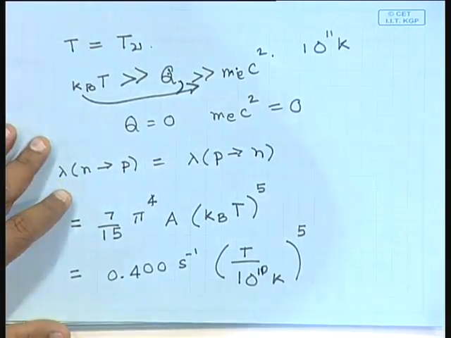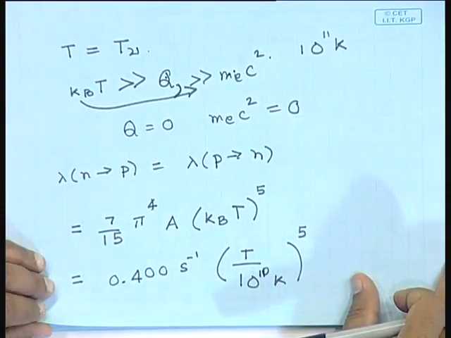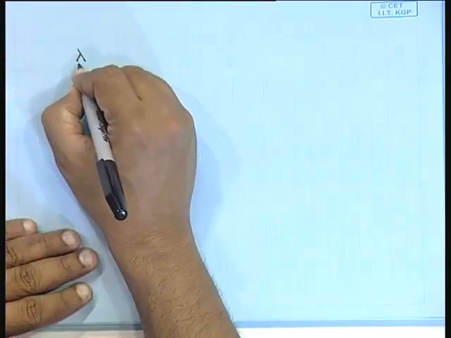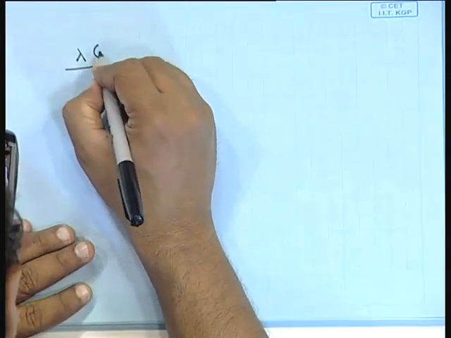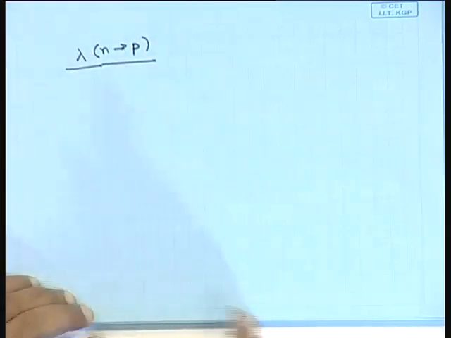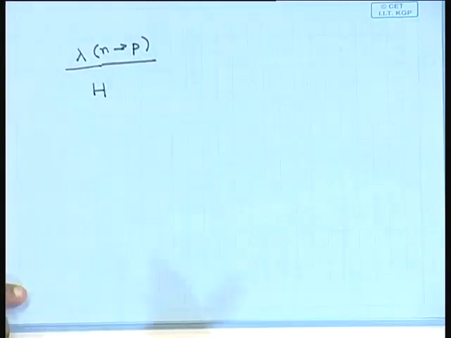Now, we have ignored the expansion of the universe. There are two things that are happening. One is that the universe is expanding, and the expansion of the universe moves the particles apart. There is also the reaction between the particles. Now, there are two rates for this. So the ratio that we have to look at is lambda for neutron to proton, which is the rate at which the reaction is occurring, and this is the rate of the expansion.